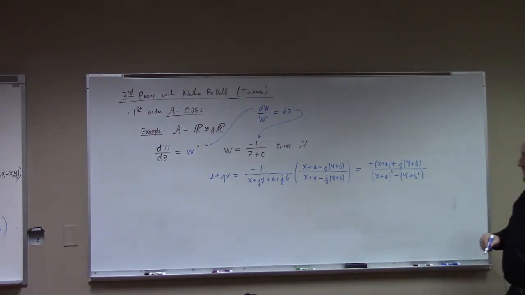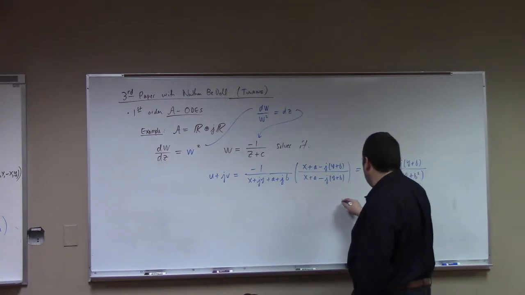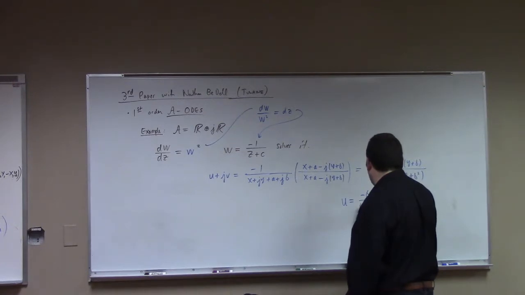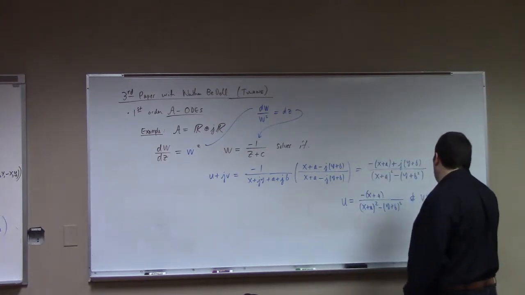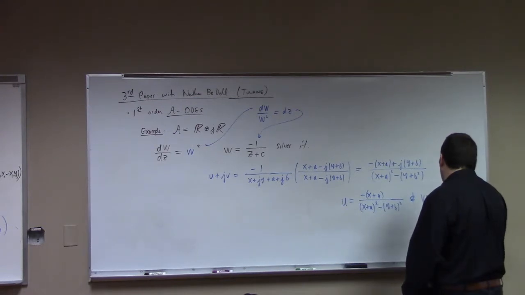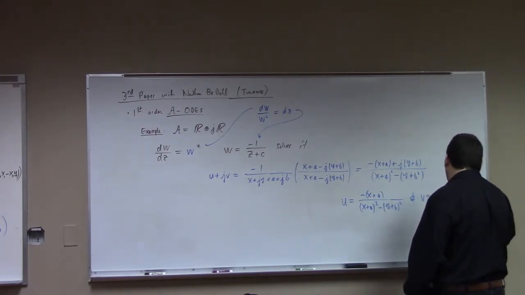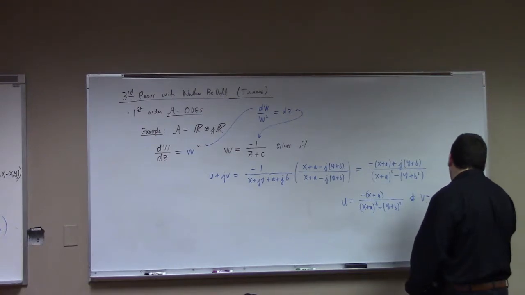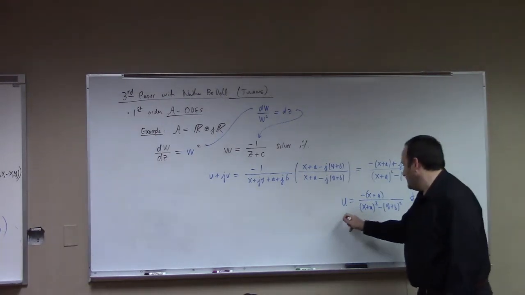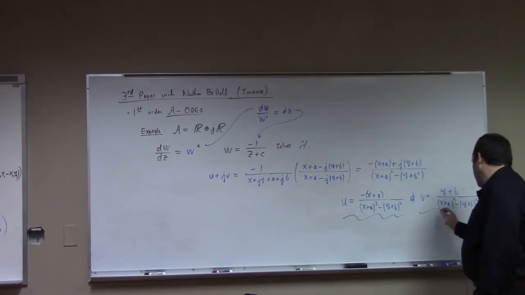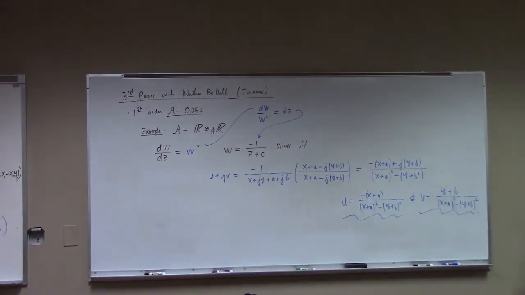So, great. That suggests to me that u is minus x plus a divided by x plus a squared minus y plus b squared, and v is y plus b over x plus a squared minus y plus b squared. Now, I did something that I should never do. I showed you the man behind the curtain. I showed you my technique.